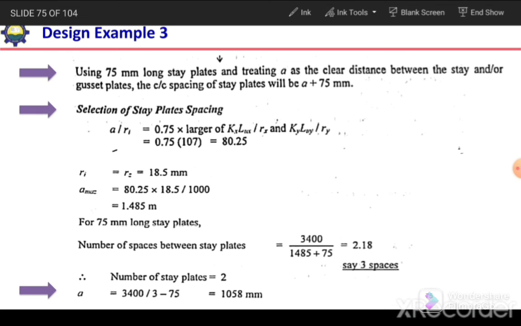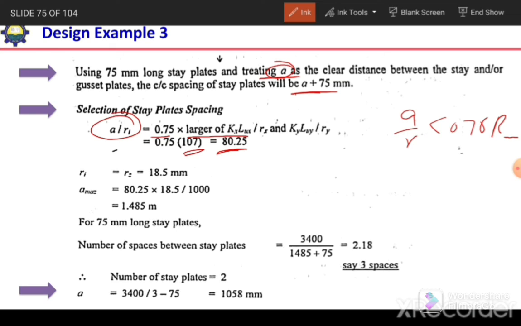The next step is to decide again the spacing of the stay plates. So again, the clear spacing between the tie plates is A, and the center to center spacing will be A plus 75. And to calculate the maximum value of this A, we can again use the same expression, A over Ri should be less than 0.75 R maximum. So A over Ri is 0.75 times the larger of Rx and Ry. So the larger is 107, so it comes out to be 80.25.